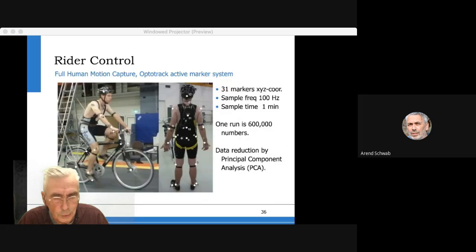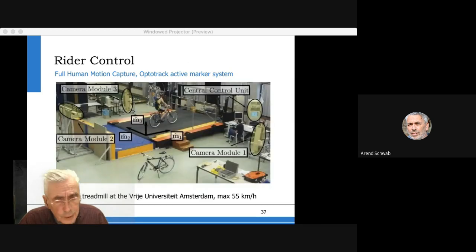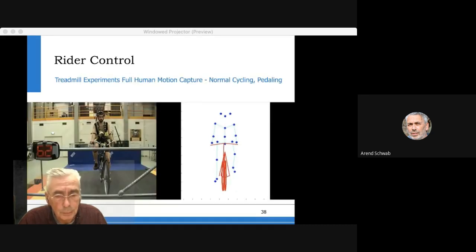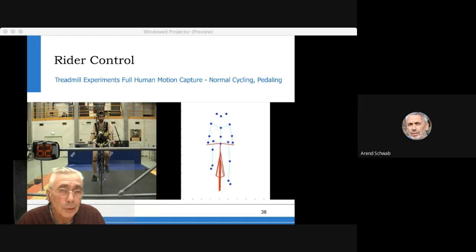Steering to the fall. We were interested in what you are doing, because if you think about the control, you think about, oh, I steer and I lean, and what do you do? So we set up a rider, full human motion capture, riding on a treadmill at various forward speeds and observing the motions. Of course, on the left you see the rider, on the right you see the reconstruction.